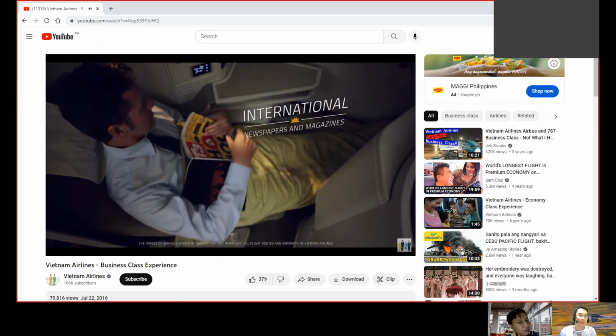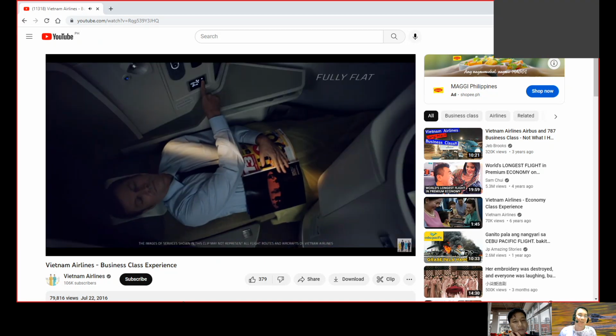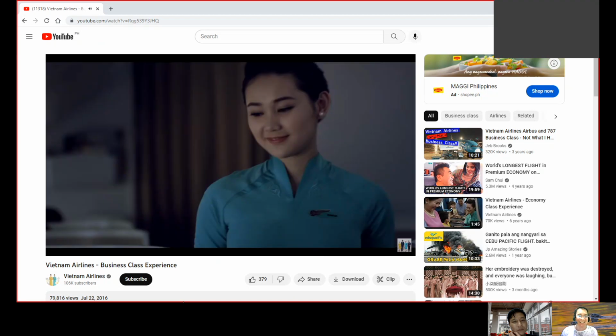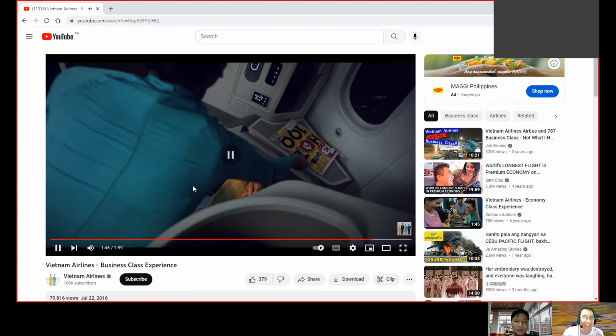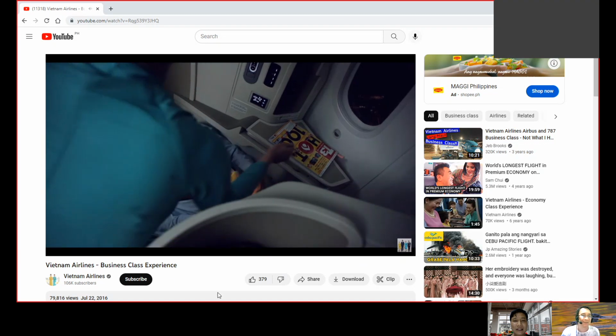Wow, very nice. Oh, you can sleep. So that would be the so-called business class and economy class, right? So maybe this one is a business class, because you can sleep, right? If you go on a long flight, you can sleep there.